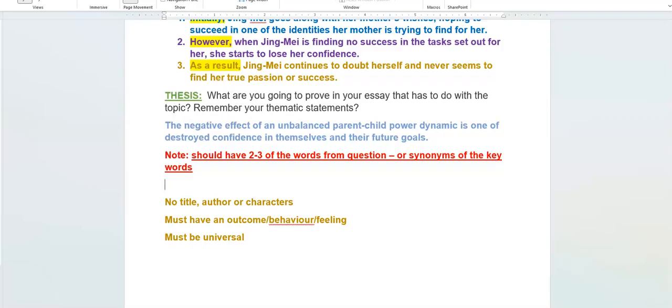When we write a thesis, there should be that. It should have an outcome, a behavior or a feeling that you are going to prove. Obviously, go back and check out the information about how to write a good thesis, but just a reminder, it should not include the title, the author, or any characters. It should be a universal statement of what you're going to prove about the topic.